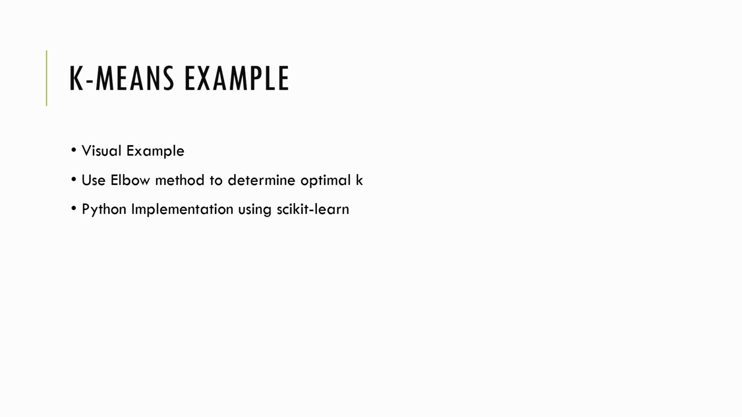Here's an example of how k-means works. We start by selecting k initial centroids, then each data point is assigned to the nearest centroid. Over time, the centroids are updated and the data points are reassigned based on the new centroids. We can determine the optimal k by using the elbow method, which helps identify the best number of clusters for your data.